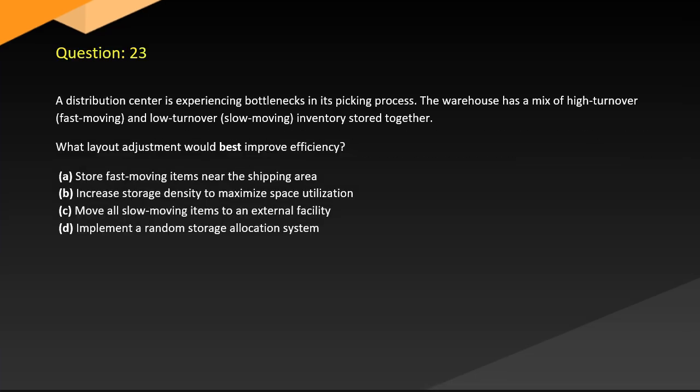Question 23. A distribution center is experiencing bottlenecks in its picking process. The warehouse has a mix of high turnover, fast moving, and low turnover, slow moving inventory stored together. What layout adjustment would best improve efficiency? A. Store fast moving items near the shipping area. B. Increase storage density to maximize space utilization. C. Move all slow moving items to an external facility. D. Implement a random storage allocation system.